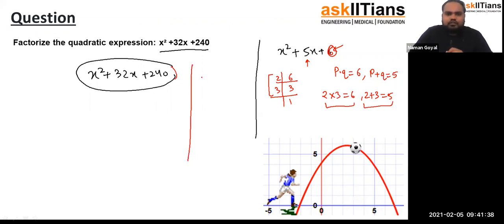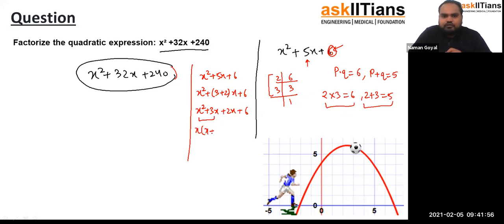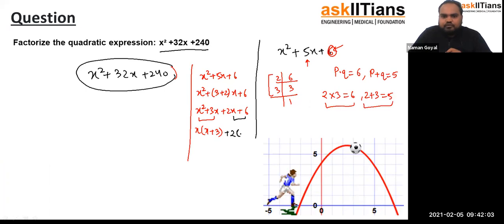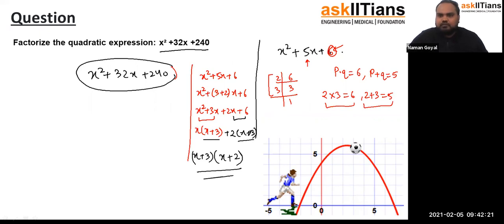So we can write x square plus 5x plus 6 as x square plus 3x plus 2x plus 6. Now I can take x common from the first two, it gives x plus 3, and take 2 common from the last two, it gives again x plus 3. Now x plus 3 is common, so we take it out, and it gives x plus 2. So this can be written as x plus 3 into x plus 2. Are you getting my point?